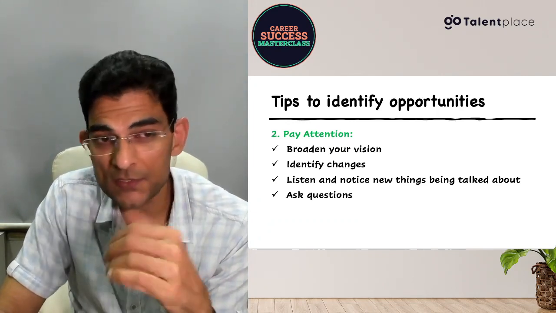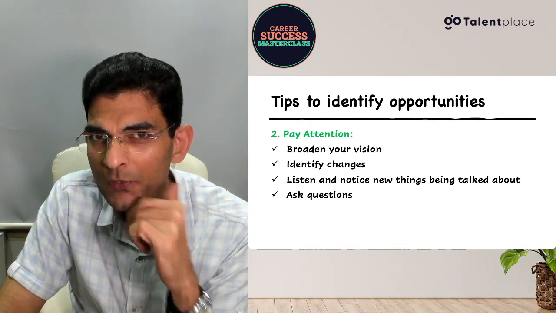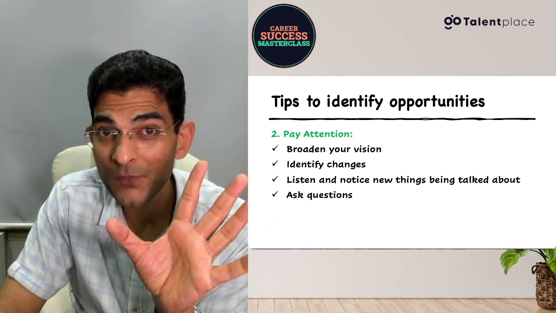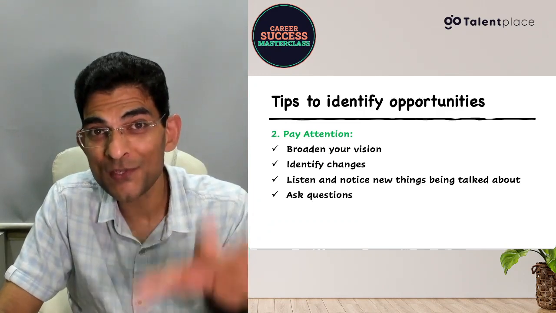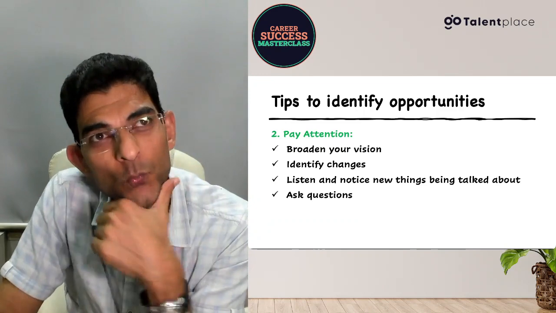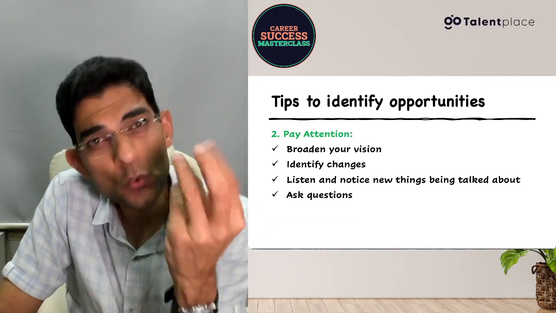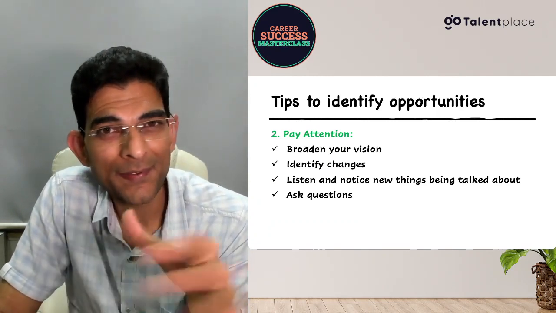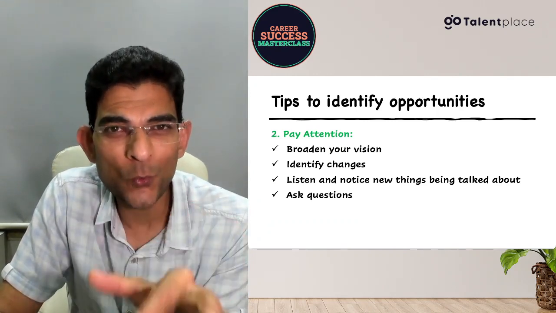So identify the changes. Listen and notice new things being talked about. When you talk with your friends, we have talked about those 5 people. Now you have got your list together, 5 friends, 5 colleagues, 5 mentors, and so on and so forth. Very good. So when you talk with these people, try to identify new things that they are talking about. Not the old ones. Old is gone. In opportunity, old is not gold.